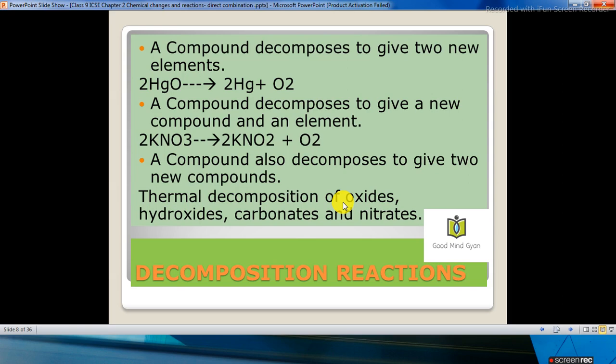A compound decomposes to give new compound and an element. Here in case of potassium nitrate, you got potassium nitrite and oxygen. So you got one compound and you got one element. So a compound also decomposes to give two new compounds. So that is also possible. So thermal decomposition of oxides is possible. You have the decomposition of hydroxides, carbonates as well as nitrates.